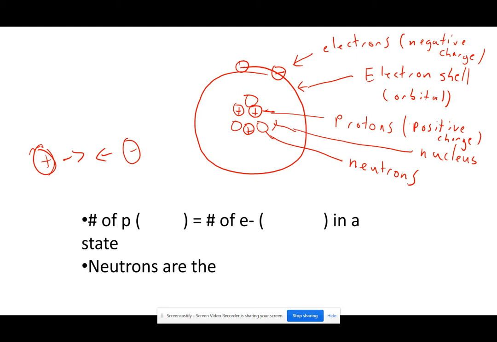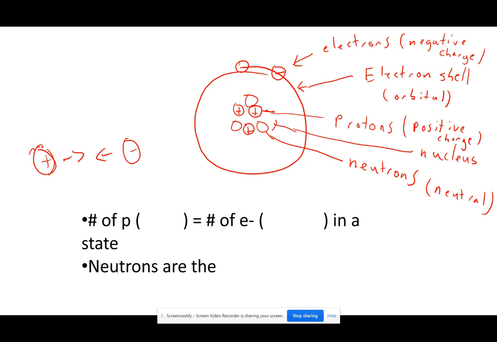Opposites do attract. And that's what you need to know: opposites, plus and negative, they attract each other when it comes to atoms. Neutrons are neutral in charge. That means they have no charge.